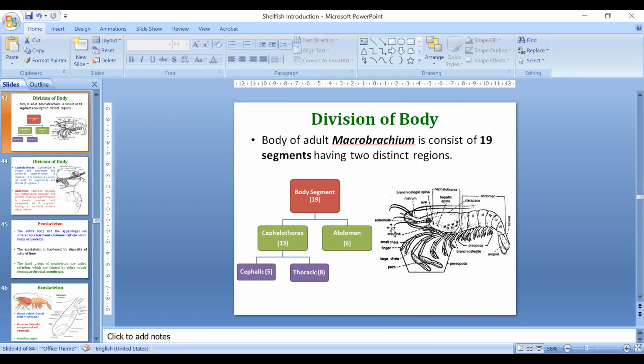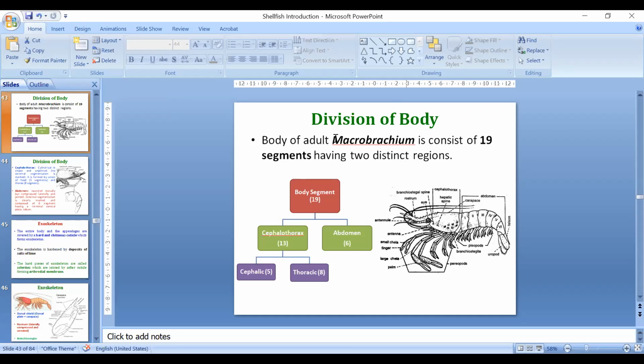When we were studying the general characteristics of Arthropoda, we studied that it is an animal which has jointed appendages and a segmented body, is it? Yes or no? Okay. Yes, ma'am.